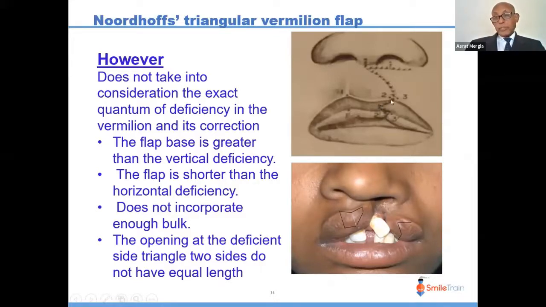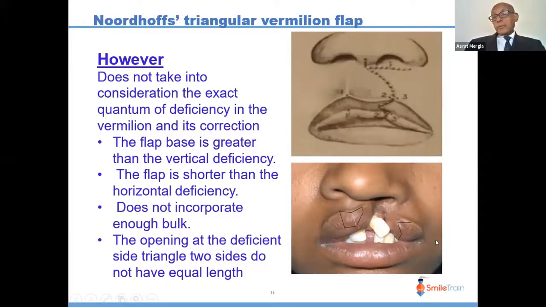Because the deficiency is not just a small bit of vermilion skin or a small amount of subcutaneous tissue, it should be full thickness. So I saw this as a drawback. It does not incorporate enough bulk.